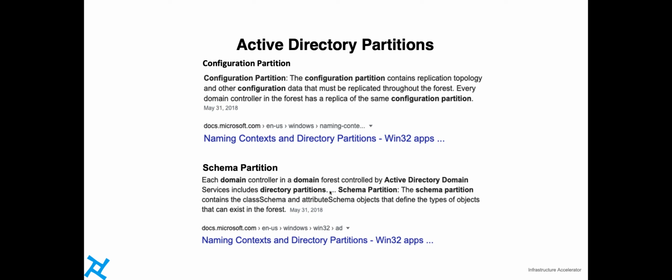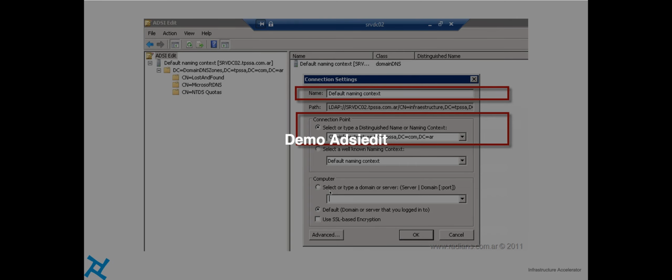Schema partition contains the class schema and attribute schema objects that define the type of objects that can exist in a forest. So in your schema partition, you have those classes which you are using in your domain partition and configuration partition to create objects from. So these are all the mold or the die cast which are available in schema partition. Okay.